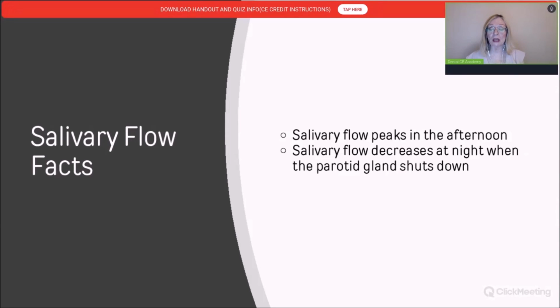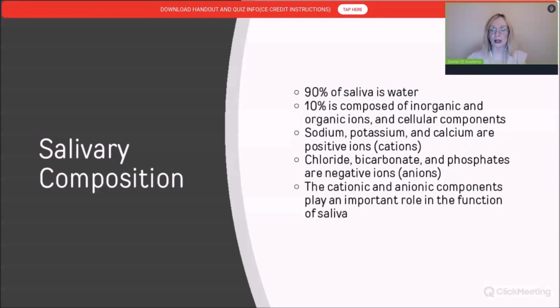All right, salivary flow peaks in the afternoon. It decreases at night when the parotid gland shuts down. And 90% of saliva is water, 10% inorganic and organic ions and cellular components. Sodium, potassium, and calcium are positive ions. Those are cations. Chloride, bicarbonate, and phosphates are negative ions, anions. That is going to be important for you to understand how fluoride works.